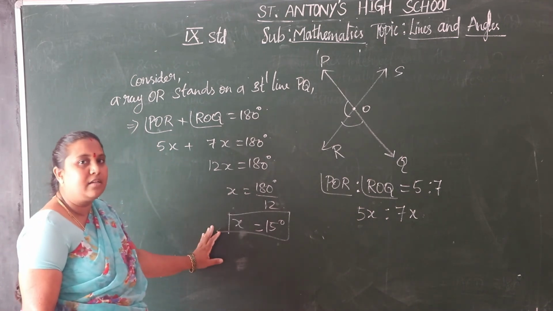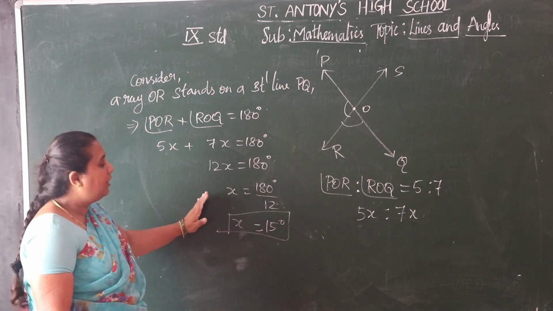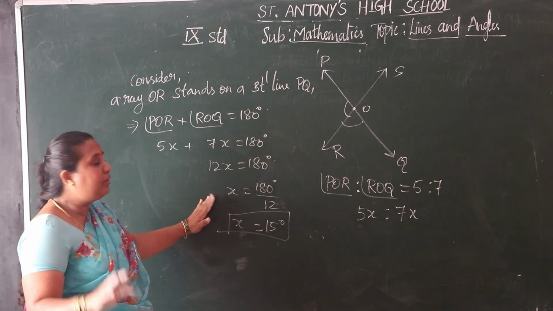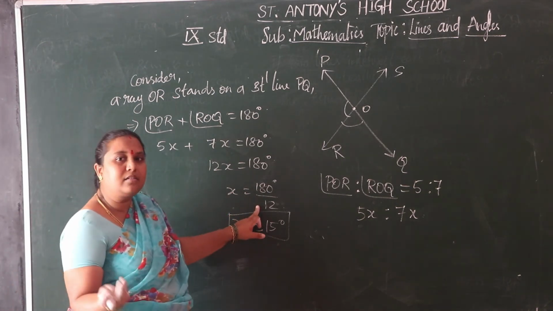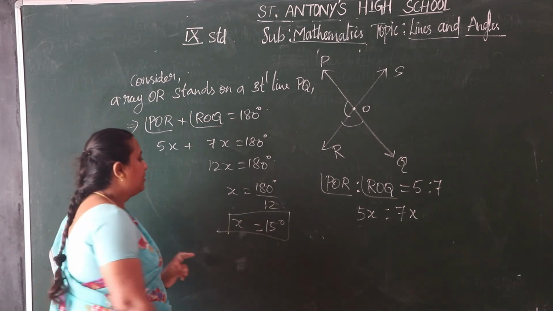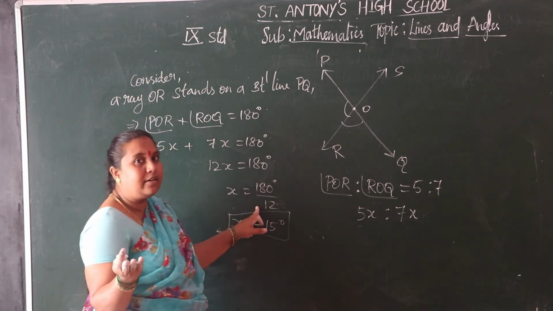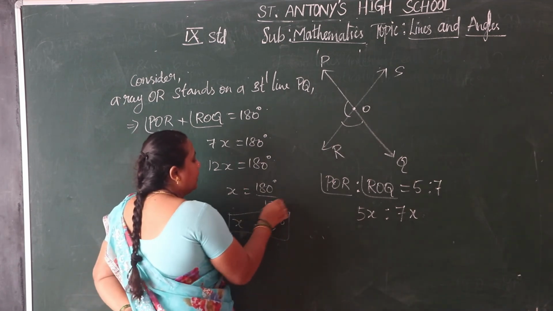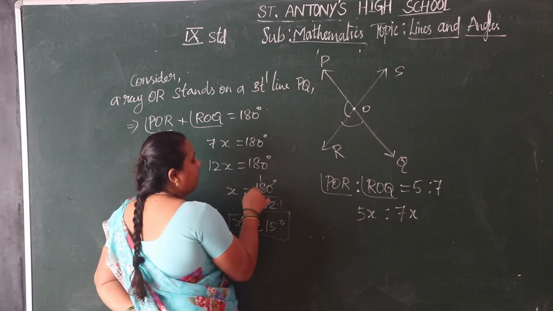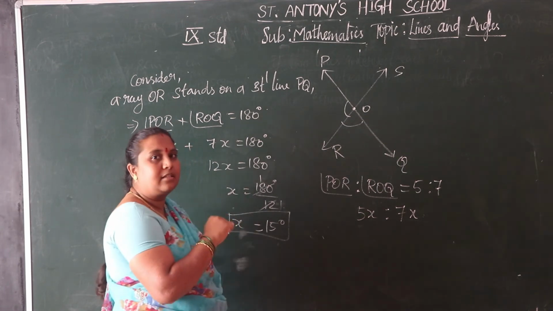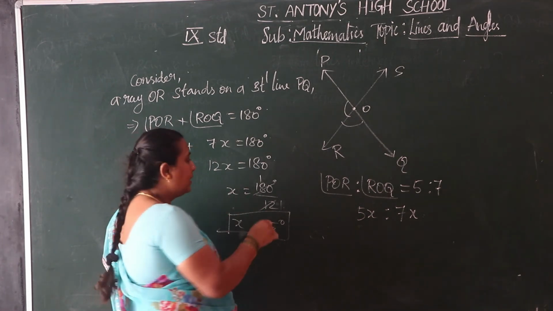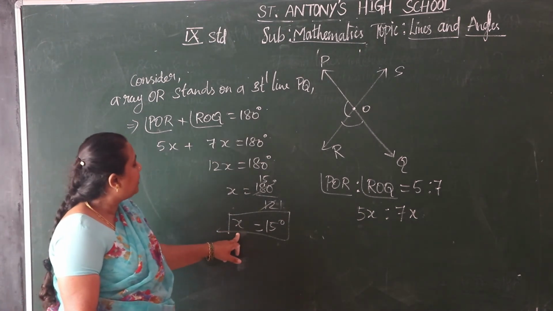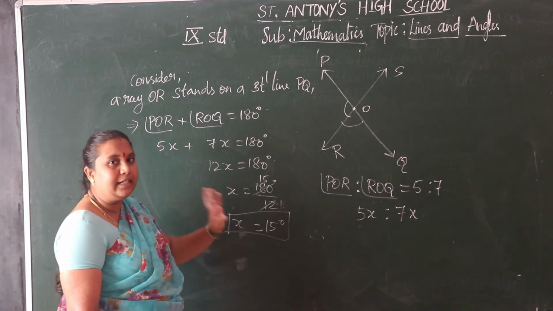How 15 degrees? Cancel this and find out the answer. How to cancel? You can use the 12 table now children, or else you can do it by the 3 table or 6 table also. You are in 9th standard now, you should know the 12 table. It's very easy. 12 ones are 12, here also 12 ones are 12, balance 6, 60, 12 fives are 60. So the value of x equals 15 degrees.